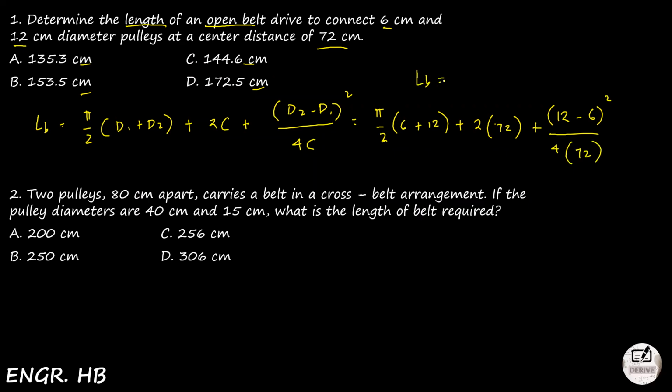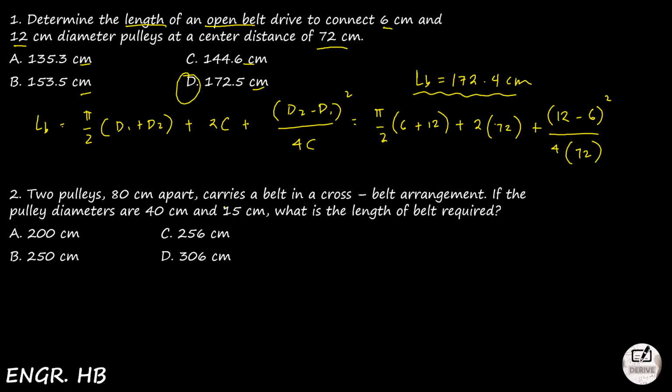So the length of belt is, ay, may nangangampanya na naman. Linggong-linggo meron, no? So the length of belt is pi over 2 times 18, kasi 6 plus 12, plus 144, kasi 2 times 72. So 12 minus 6, that was 6 squared, that was 36, plus 4 times 72 sa ilalim, and the answer is 172.4 centimeter. So obviously the answer is letter D.